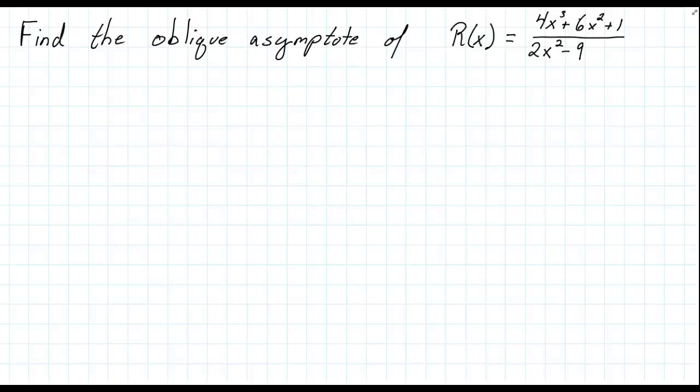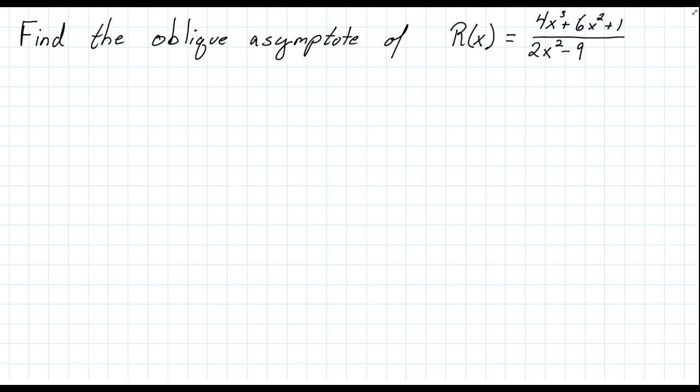So next we're going to go ahead and find oblique asymptotes. We'll talk a little bit about what they are, but I'm not going to tell you what they are until after we actually find them. So we're always going to have an oblique asymptote when the degree of the numerator is 1 greater than the degree of the denominator. So in this case, the degree of the numerator is 3, the degree of the denominator is 2, so the degree of the numerator is 1 greater.